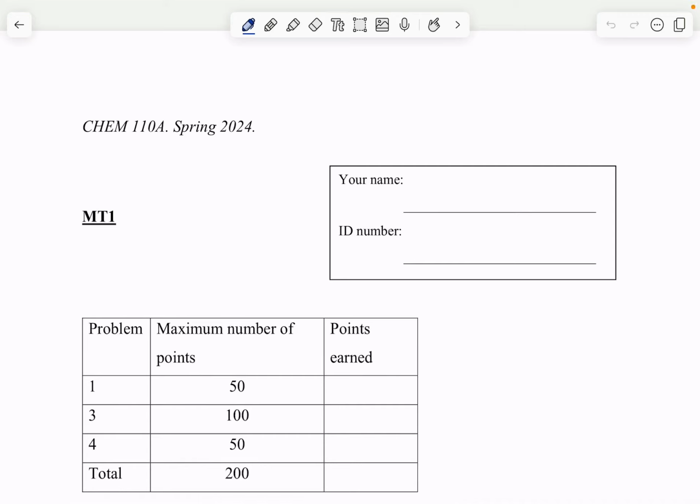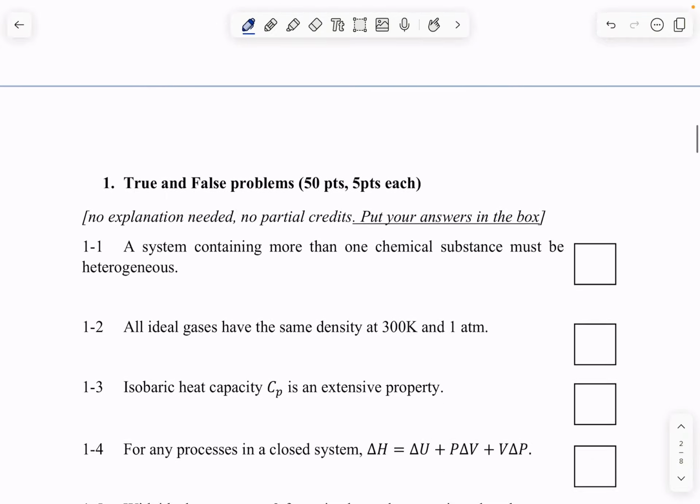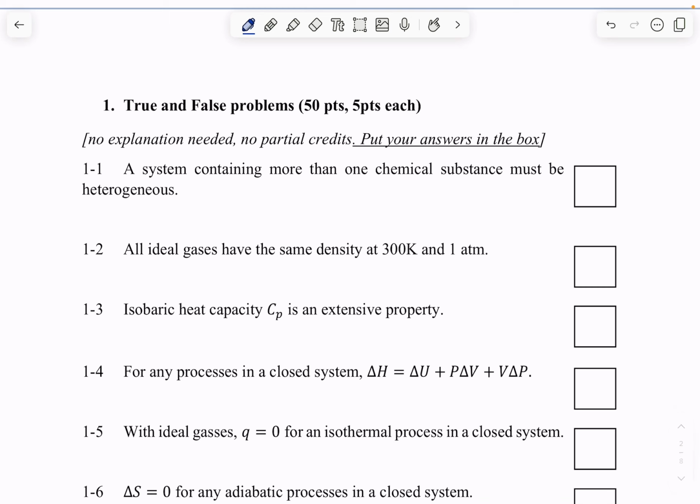Alright, hello there. This is going to be a walkthrough for our midterm exam. So let me start my timer. So it's 7:32 right now. Alright, getting started. The true and false problem.